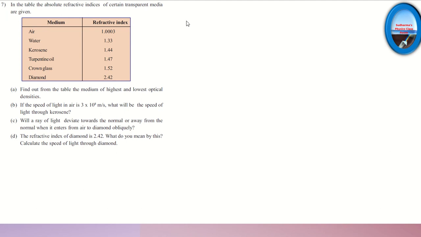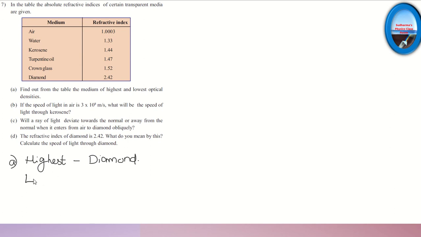So let's first answer question A. Find out from the table the medium of highest and lowest optical densities. So highest and lowest optical densities. Optical density is related with refractive index, the material which is having the highest refractive index. From the table, we can see the refractive index of diamond is 2.42. So this is having the highest optical density, that is diamond.